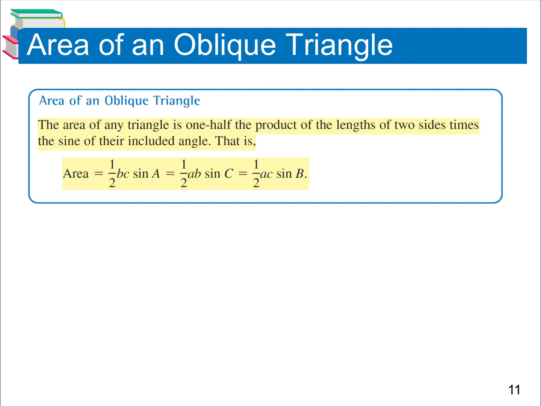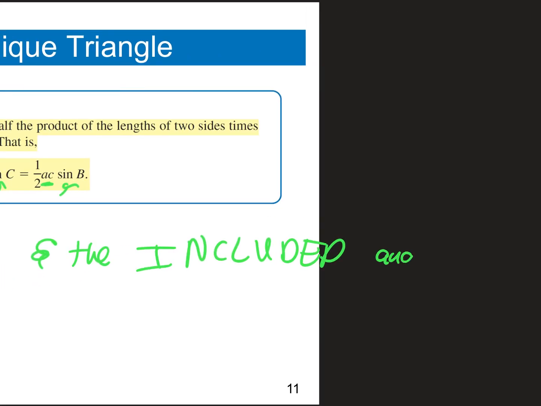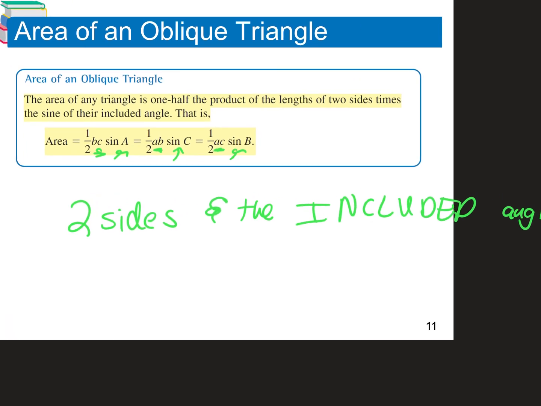Now, all this is saying, guys, is you take two sides and the included angle. All right, do you see how you have B and C and then the sine of A? Here you have A and B and the sine of C. Here you have A and C and the sine of B. What they're telling you is that no matter what you're given, you need two sides and the very important information here, included. What does that mean? The one that's in the middle. They might give you two angles just to try and mess you up.